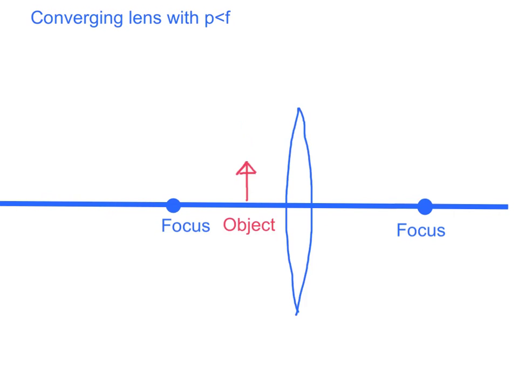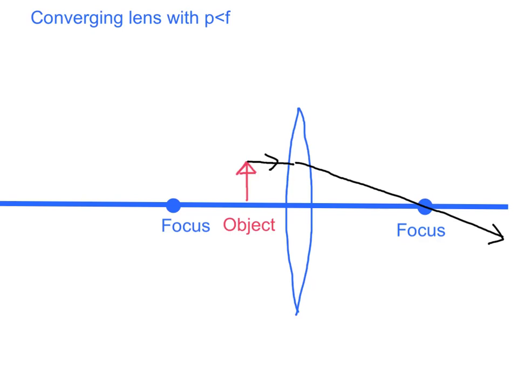For this ray diagram, we'll use a converging lens, but now the object will be closer to the lens than the focus. Once again, we'll start with a light ray going parallel to the principal axis before it hits the lens. That light ray will emerge, passing through the focus on the far side of the lens.